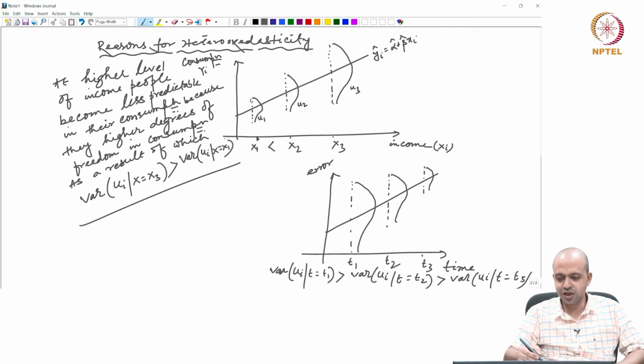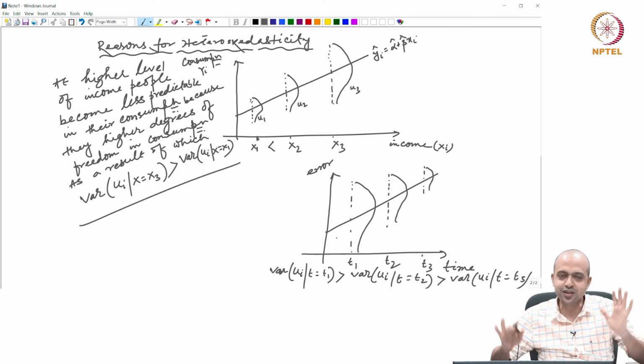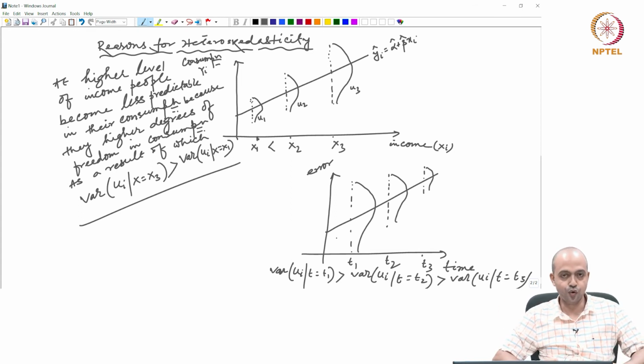In this case, we see an increasing pattern of the error variance. In this case, we see a decreasing pattern of error variance, but whatever happens, error variance is not constant, that much we can say. And these are the reasons for error variance not to be constant, right. That means there might be a heteroscedasticity problem.